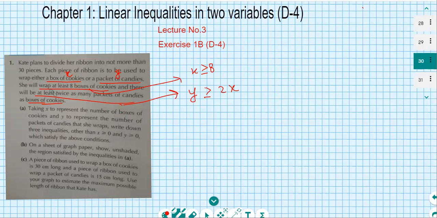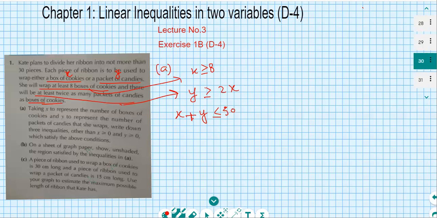Another one: Kate plans to divide her ribbon into not more than 30 pieces. So 30 pieces means not more than, so X plus Y, the sum of the number of boxes of cookies and the number of packets of candies, should be not more than, or less than, 30. It can be equal to 30. So I'm writing this inequality as X plus Y less than or equal to 30. So these are the three inequalities in part A.